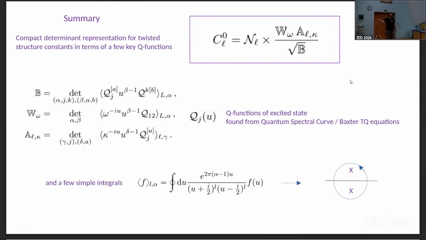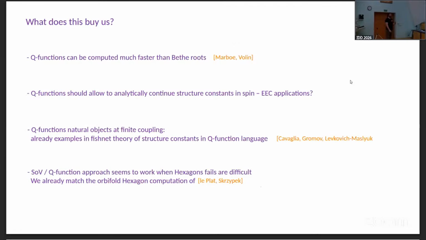So I've presented this expression for 3-point functions in terms of the Q functions of the corresponding state at tree level. We need to solve for the Q functions from, say, the quantum spectral curve or TQ equations, and then we compute a couple of simple contour integrals. These integrals are trivial. Once you know the Q function, you plug in, you read off the 3-point structure constant. Okay, but what does this actually buy you?